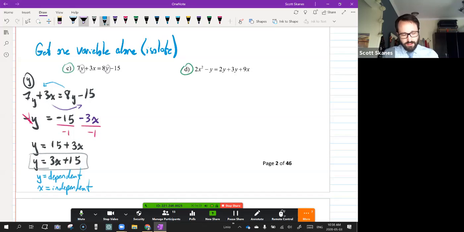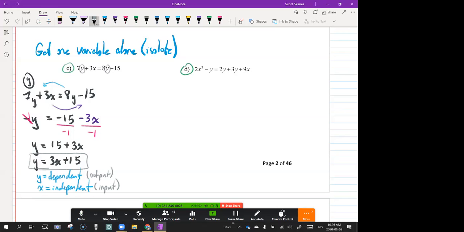Another word for dependent, do you remember what it is? What's another word for dependent? Output. What it spits out, what it gives us after we put a number in for x. All right? So different ways of saying the same thing. So in this case, this is our rule.